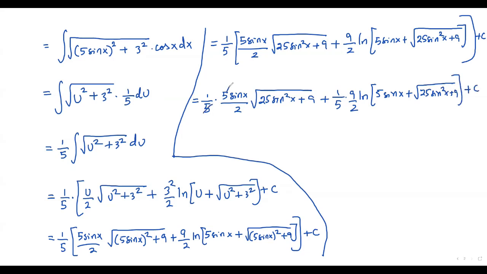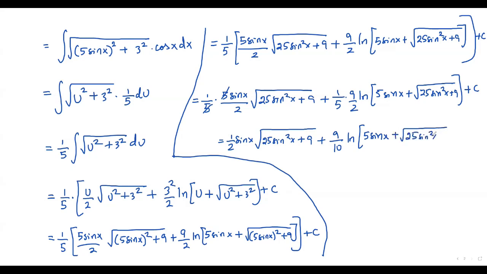Here this 5 will cancel out and we get 1 over 2 times sin x times the square root of 25 times sin square x positive 9, positive. So 1 times 9 is 9, 5 times 2 is 10. I'm getting 9 over 10 times the natural logarithm of 5 times sin x positive the square root of 25 times sin square x positive 9, positive c. So this is the integration of the given function with respect to x.